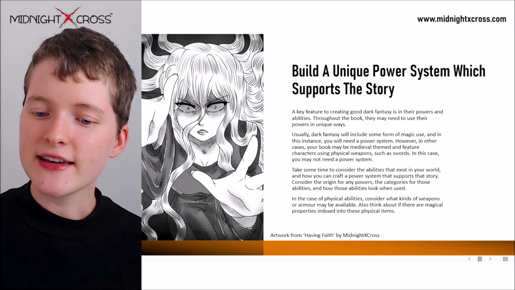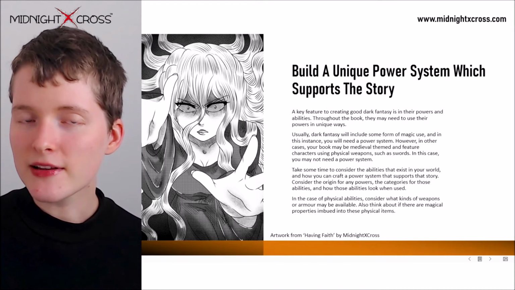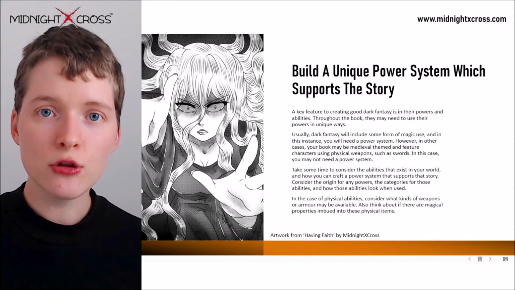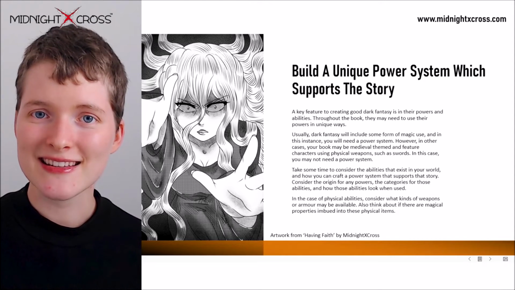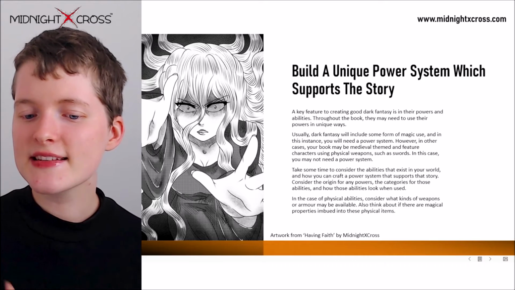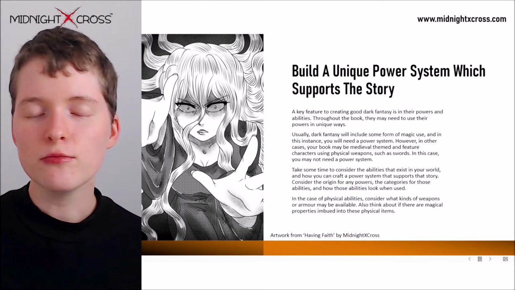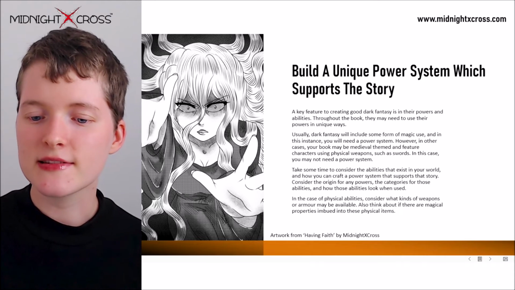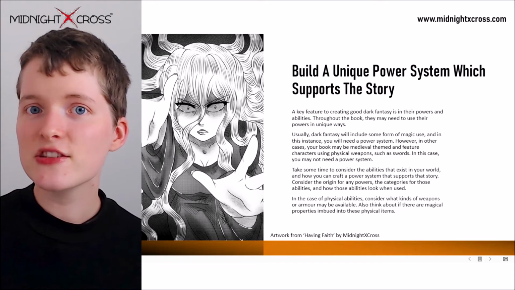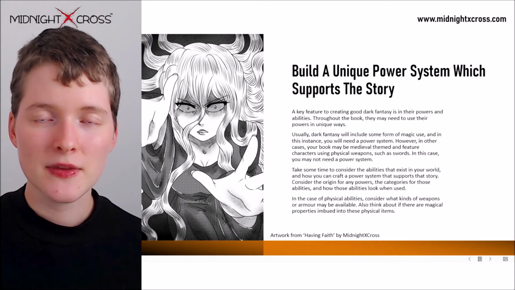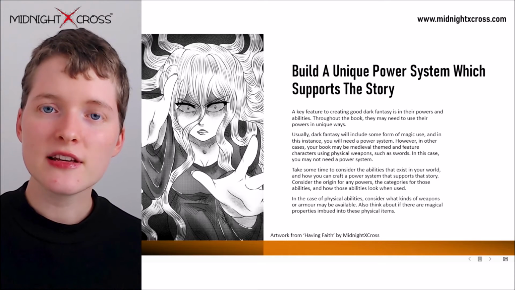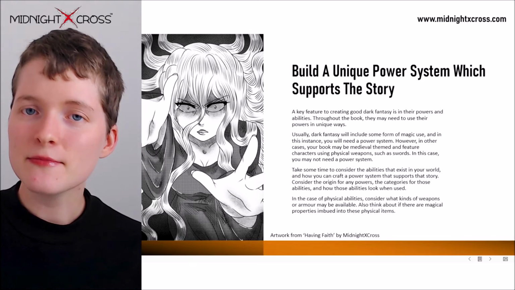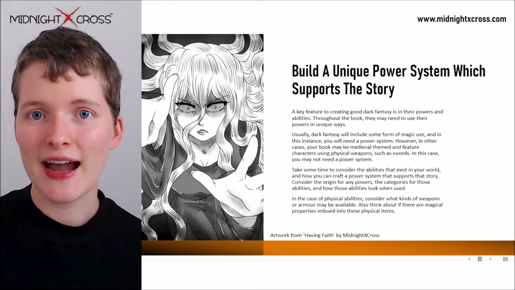Try and consider the different categories of powers and abilities. Consider the origin of those powers and how those abilities may look when your character uses them. Also understand that in some cases your book may be more, for example, medieval themed and feature characters using physical weapons such as swords, and so in this case you may not need a power system. Just consider what kinds of abilities your character has in your book and how you can craft a power system that best suits the abilities that your character has.